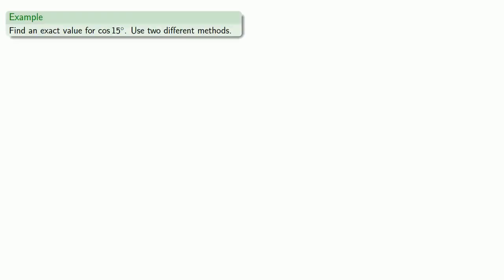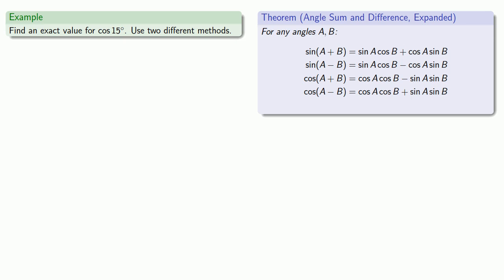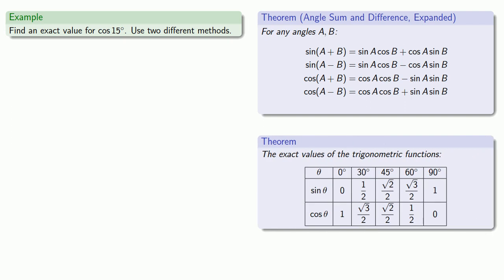For example, let's find an exact value for the cosine of 15 degrees, and let's use, for variety, two different methods. So let's pull in our angle sum and difference formulas, and we can find the cosine of a sum or difference, provided we know the cosines and the sines of the things that we're adding or subtracting. So we do know some of these sine or cosine values. Our goal is to find 15 degrees as the sum or difference of things we know the sine or cosine of. After a little reflection, one possibility is we might find the cosine of 15 degrees to be the cosine of 60 degrees minus 45 degrees.